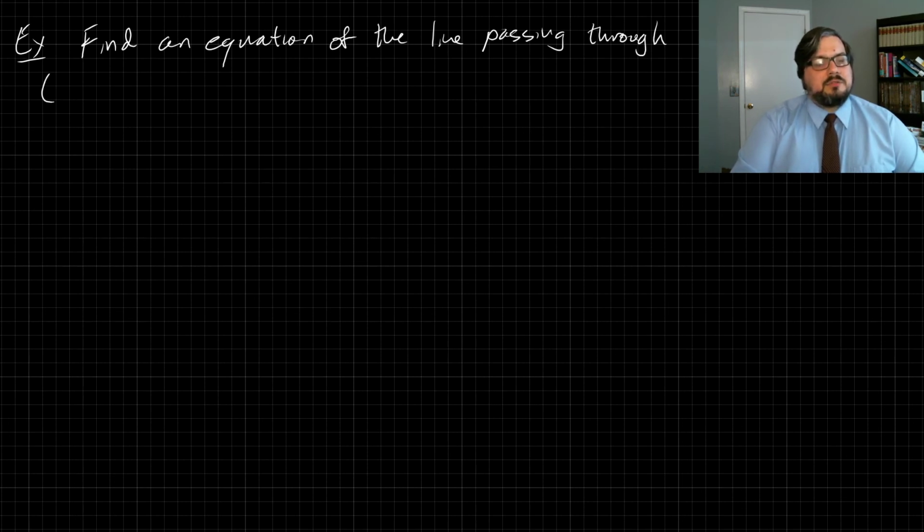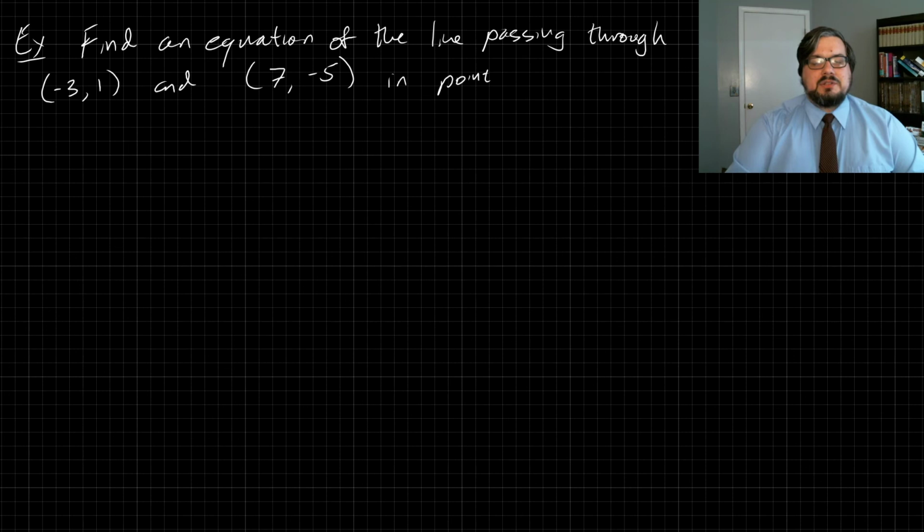Let's find an equation of the line passing through negative 3 comma 1 and 7 comma negative 5 in point-slope and slope-intercept forms.